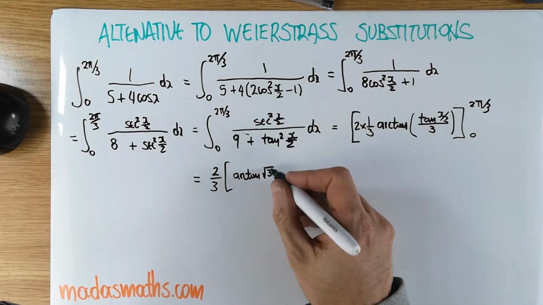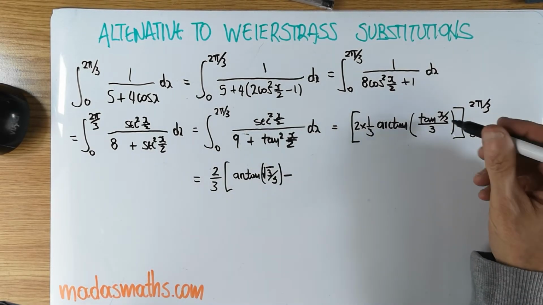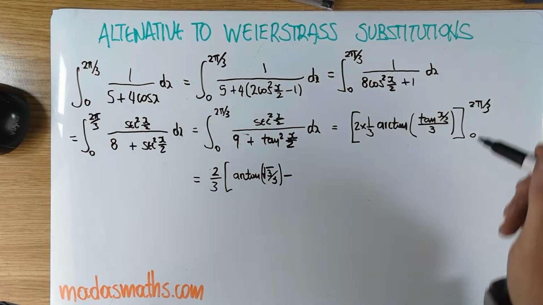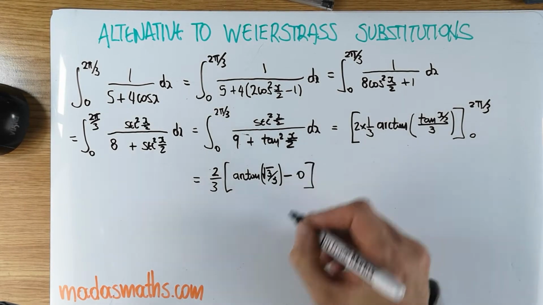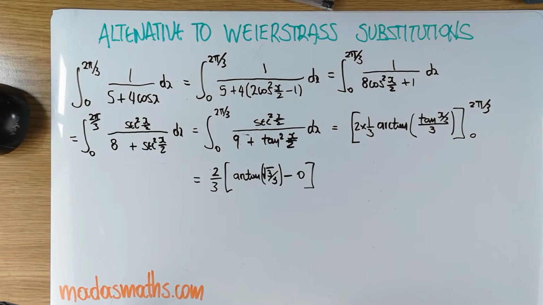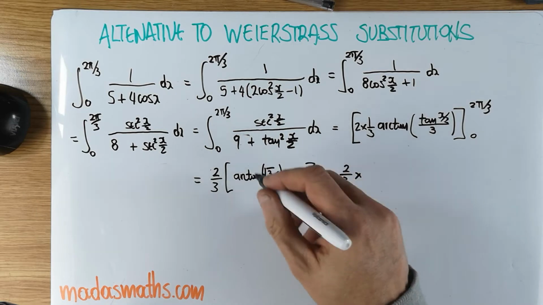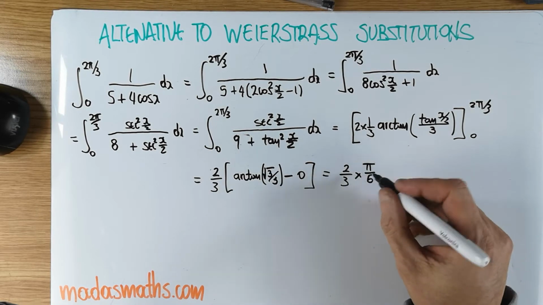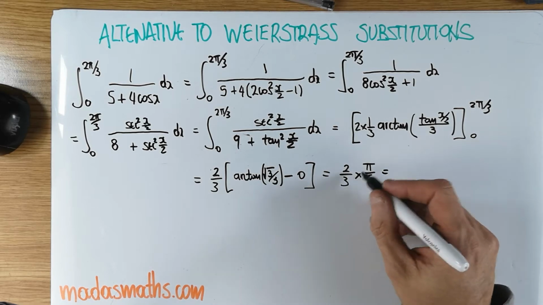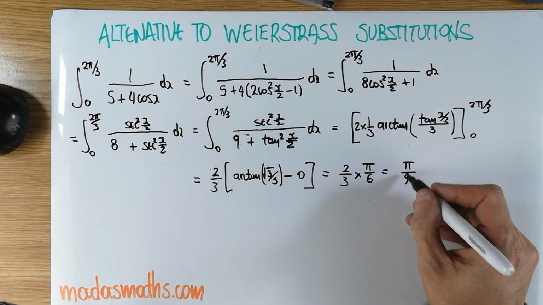So that's the arctan of √3 over 3, which is a nice number, minus, we're putting 0 in there. If we're putting 0, the whole thing will become 0. The arctan of 0 is 0. And therefore the final answer will be 2/3 times the arctan of √3 over 3. On your calculator, of course, it will be pi over 6, 30 degrees, and this will give me pi over 9. I hope it's all correct and I haven't made any silly errors.